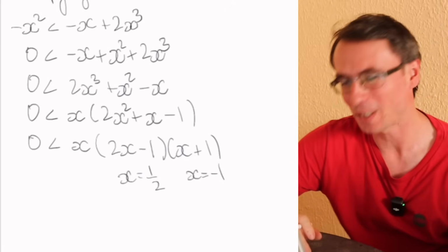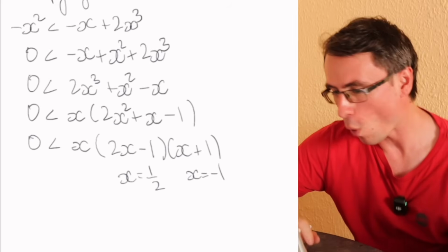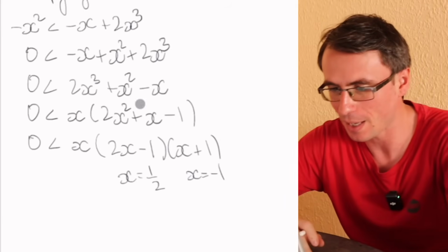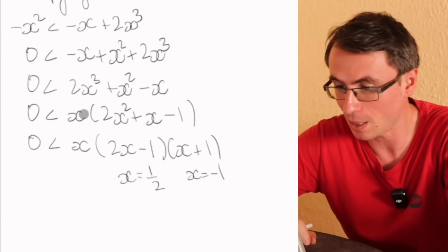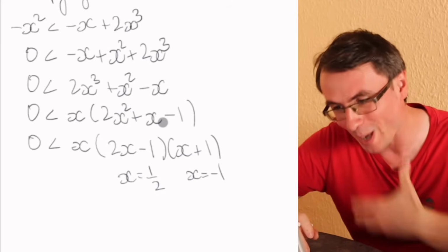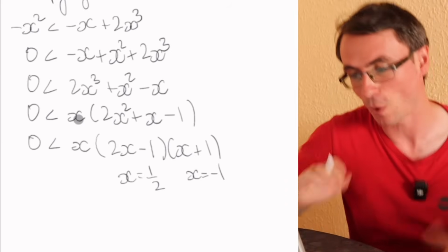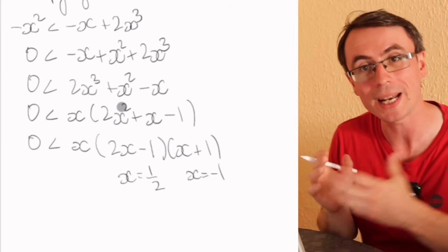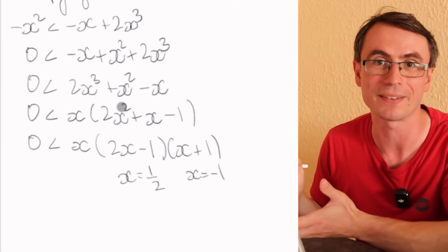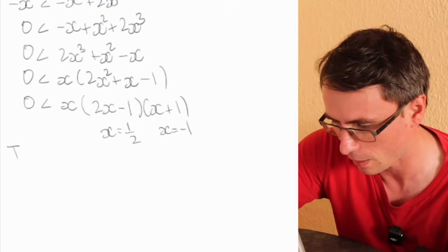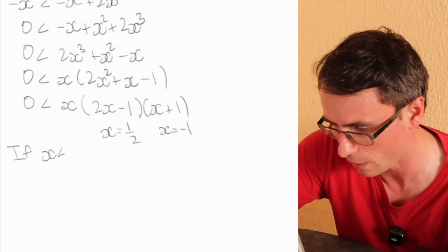And now we can consider a couple of different cases. We want this whole expression to be greater than 0, meaning that if x is positive, then 2x squared plus x minus 1 will also need to be positive. If x is negative, on the other hand, then this quadratic will also need to be negative. So let's start off with the first case, in which let's say that x is less than 0.